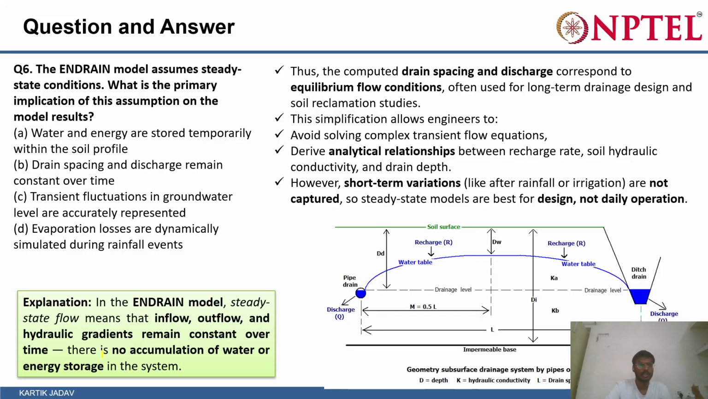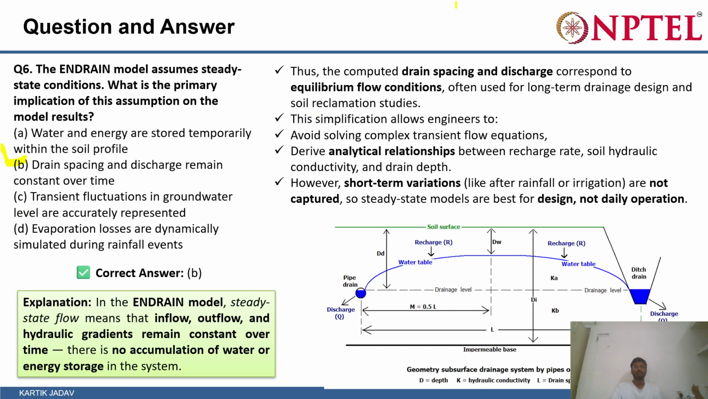So in end-drain models, we know that steady state flow, inflow, outflow, and hydraulic gradients remain constant throughout the time of the modeling, and there is no accumulation of water and energy storage in the system. So the correct answer for this is option B, where drain spacing and discharge remain constant over the time.